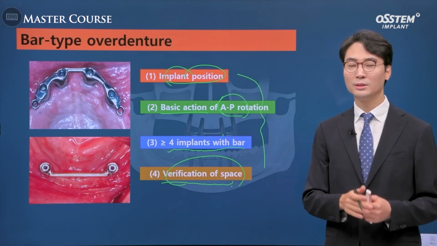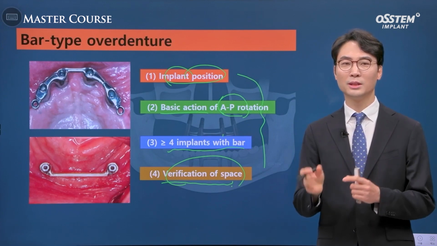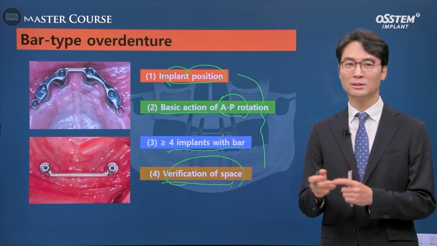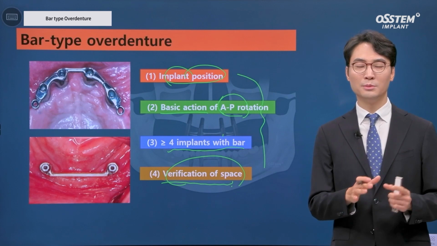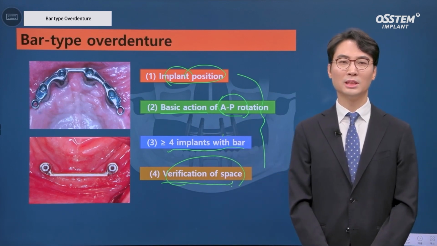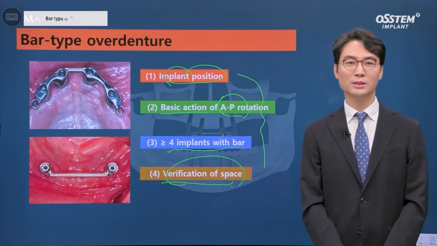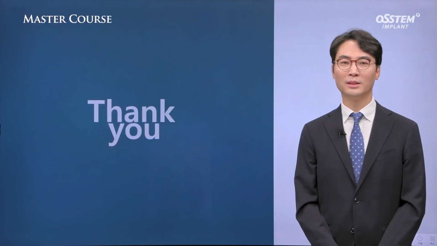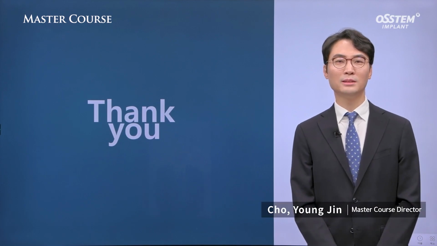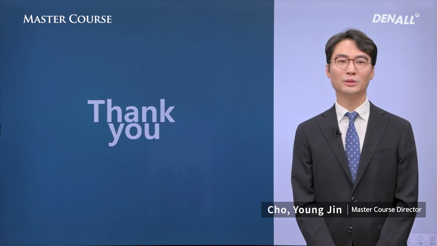Today I've talked about implant bar overdenture, so please refer to these points. The rest is quite similar to solitary type overdenture or other removable complete denture prosthesis. So please focus on these points. By doing this, you'll be able to find the right indication and provide great treatment. Today I've talked about implant bar type overdenture.